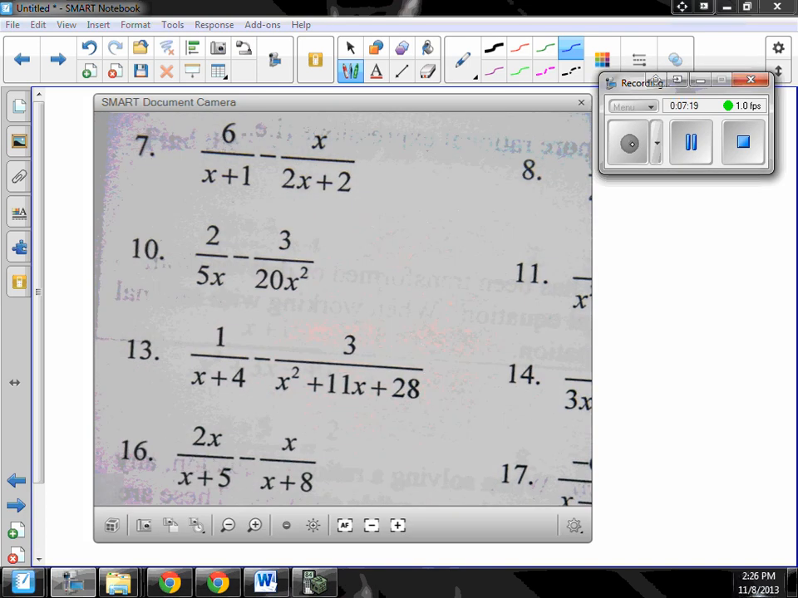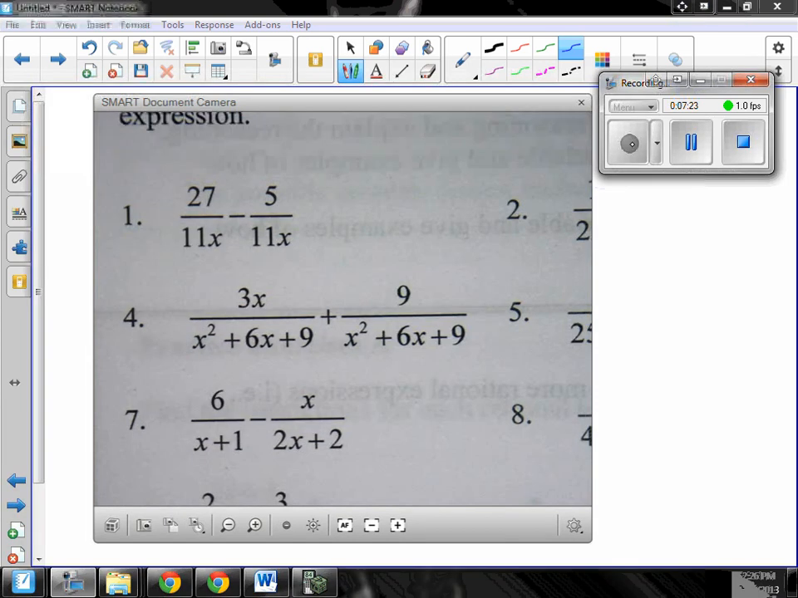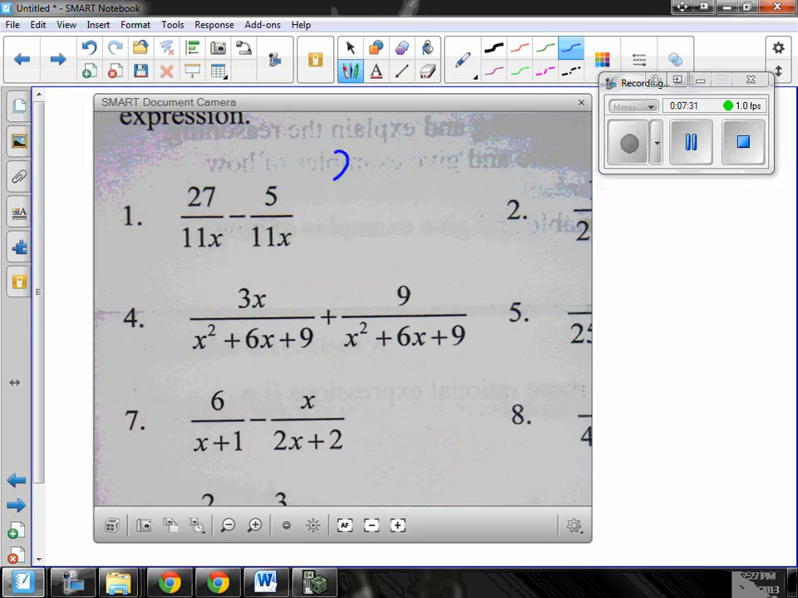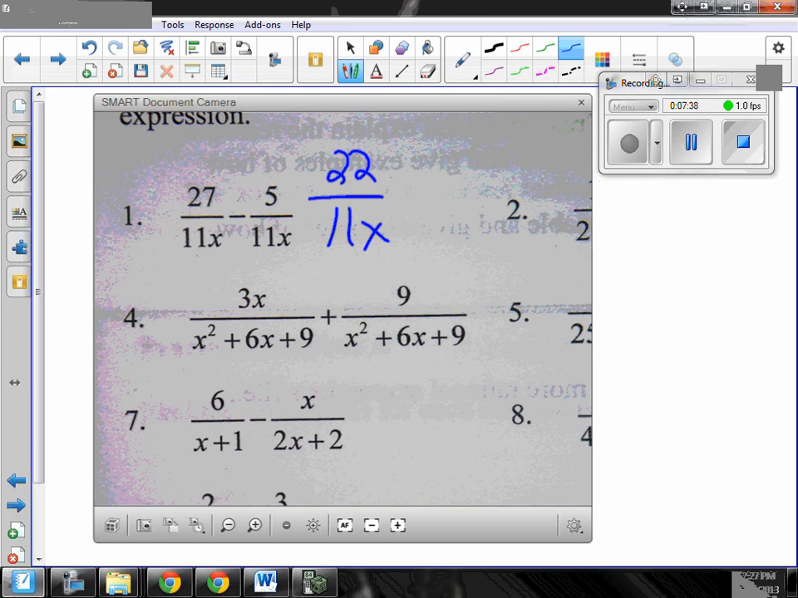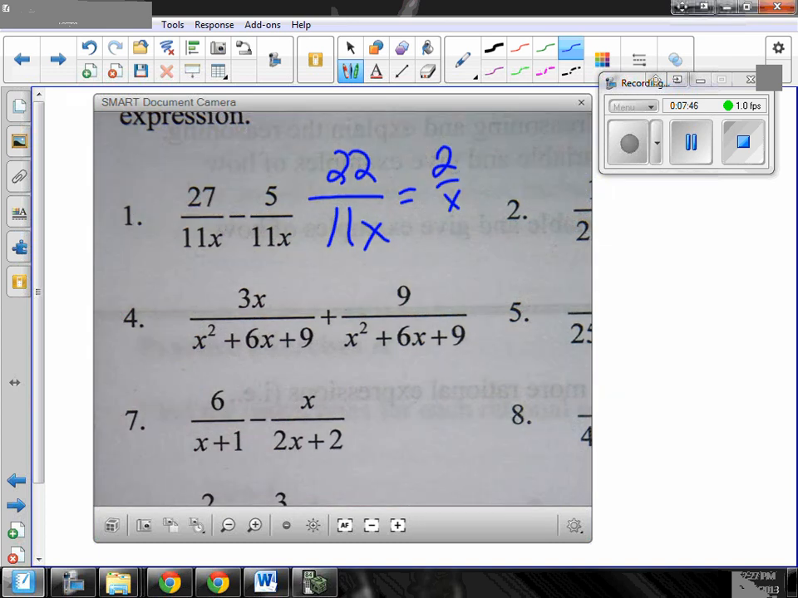Look at number 1 on page 57. What is my common denominator? 11x. So 27 minus 5 is 22 over 11x. Does anything simplify? 22 over 11x turns into 2 over x. The 11's cancel.